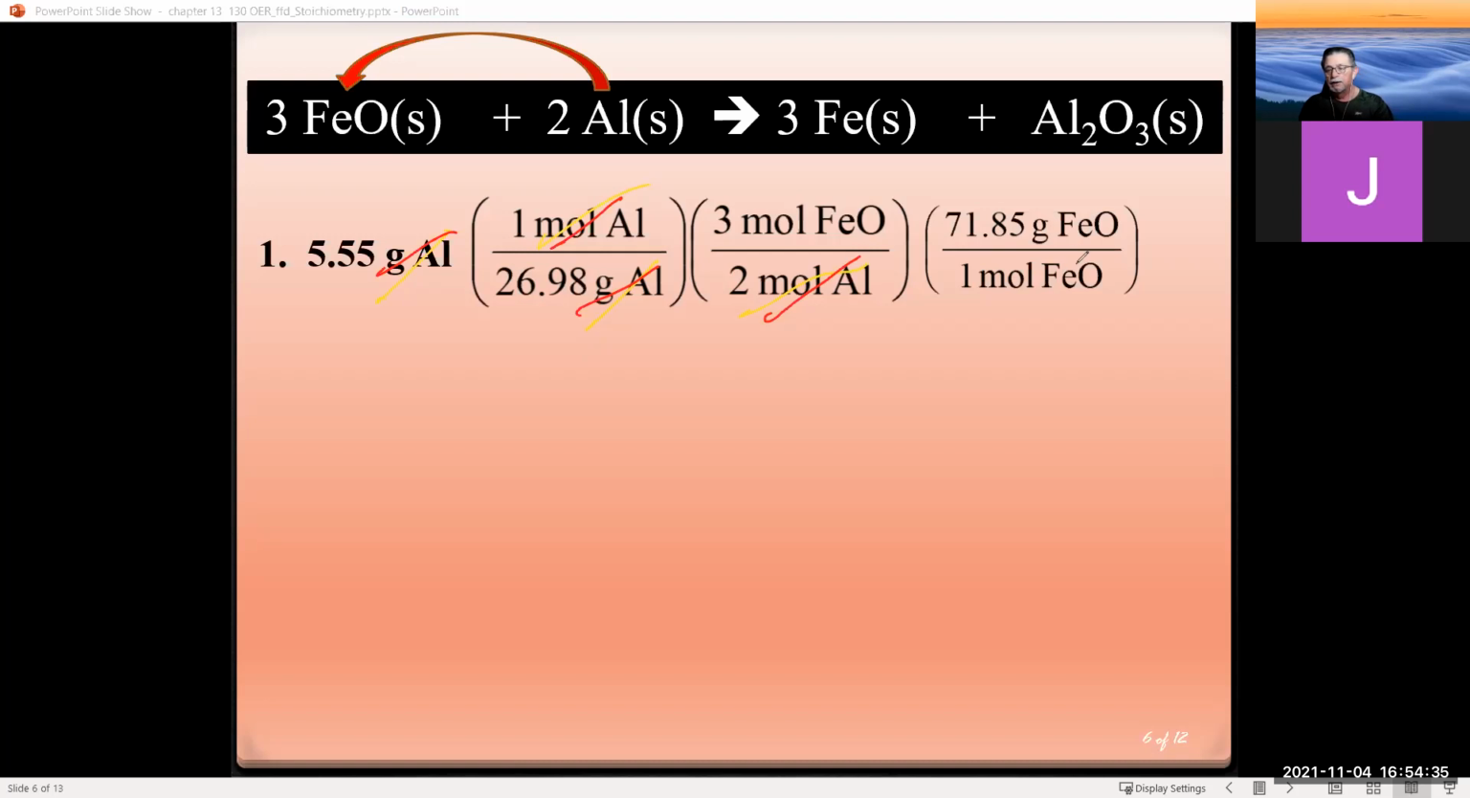Now, my moles of iron two oxide cancel, leaving me with units of grams of iron two oxide, which is what the question asks for. Okay. And now you plug in the numbers and keep track of your sig figs.